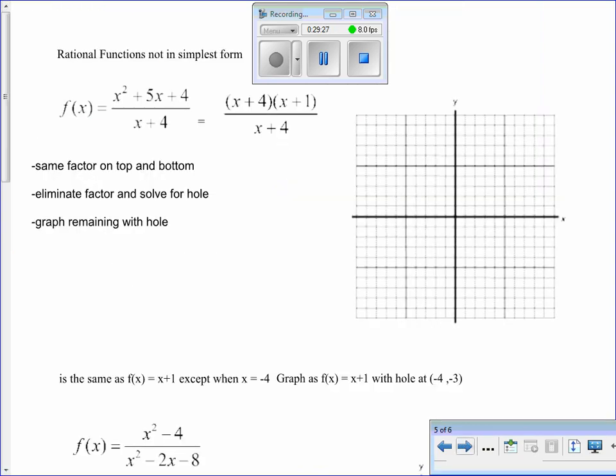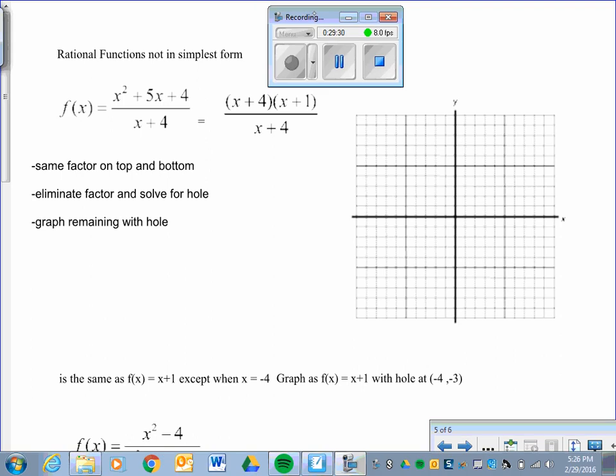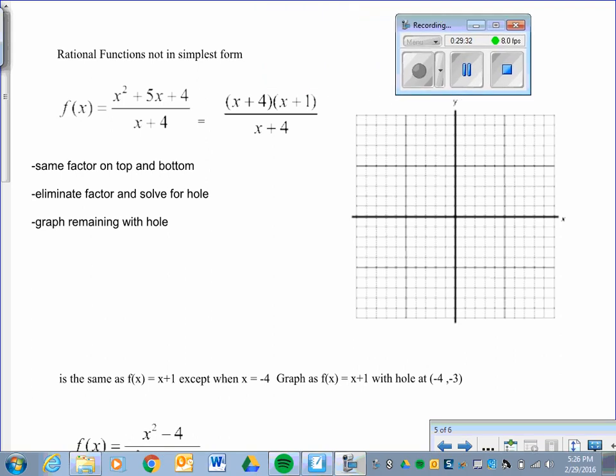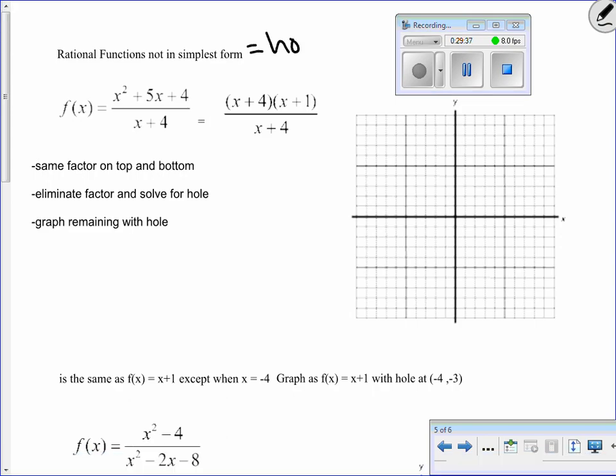Okay, so rational functions not in simplest form. You might remember this from Algebra 2 Honors: that's where we have a hole, or the other term for it, a removable discontinuity. So here's what we have. f of x is equal to x squared plus 5x plus 4 over x plus 4. If I factor the top, I get x plus 4 times x plus 1 over x plus 4. Now, a hole occurs when you can cancel out a factor from the top and the bottom, in other words, the x plus 4s.